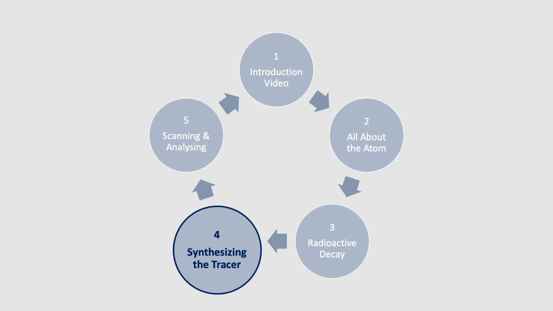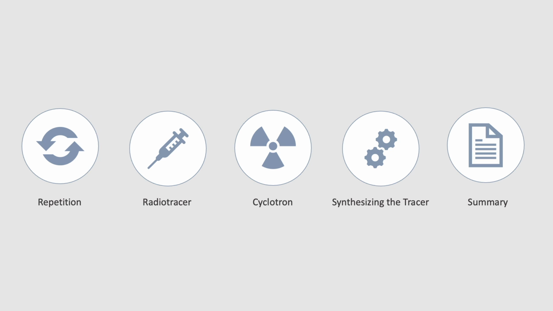Today, we'll talk about the most important step before a scan, the synthesis of the radioactive tracer. Once again, we're starting off with a short repetition. Next, we'll look at what the radioactive tracer does. Then we'll talk about the cyclotron, where the radioactive isotopes are produced, followed by the synthesis of the radioactive tracer itself. And finally, we'll summarize the most important concepts.